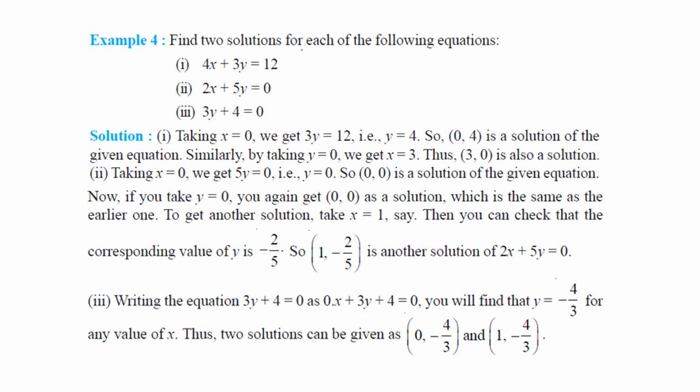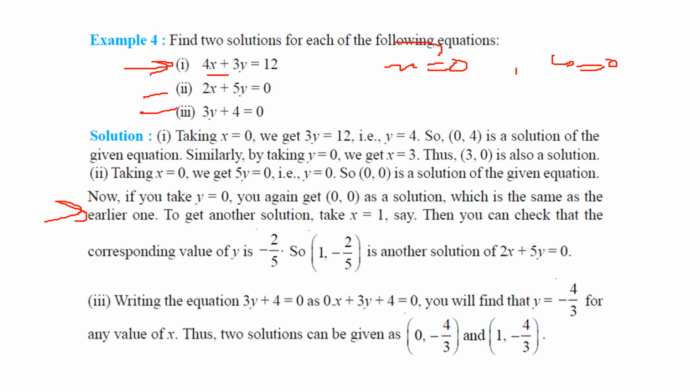We have to find 2 solutions of each of the following equations. So how to find two solutions? See, the best is to put x equal to 0 and find out y. Then put y equal to 0 and find out the value of x. So these are 2 solutions. I'll give you an example. Let us take this one. Otherwise, for the others I encourage you to solve by yourself. I'm giving you an idea so that you understand.